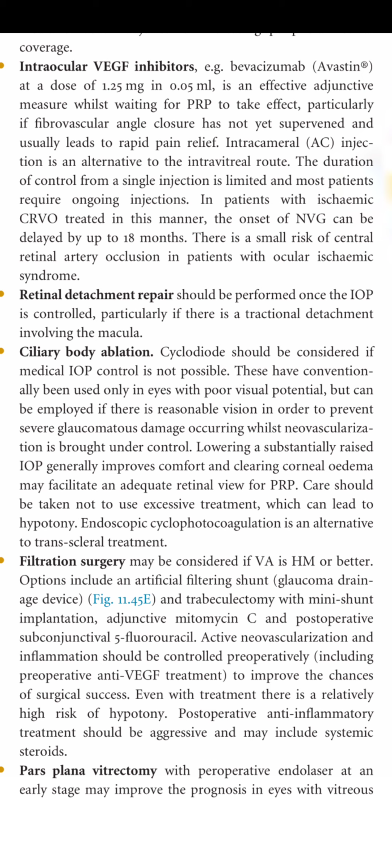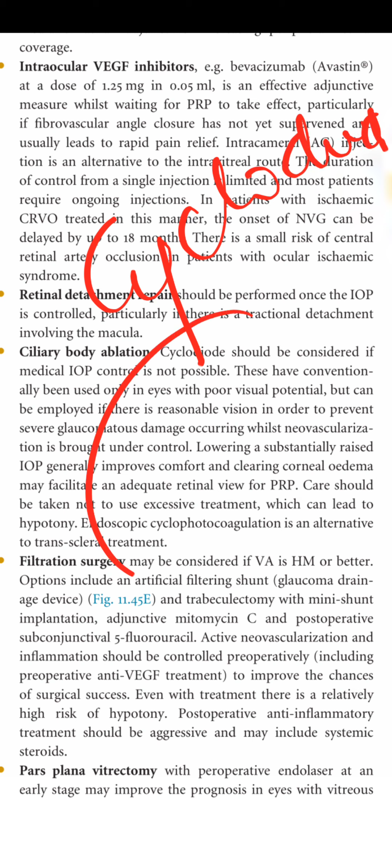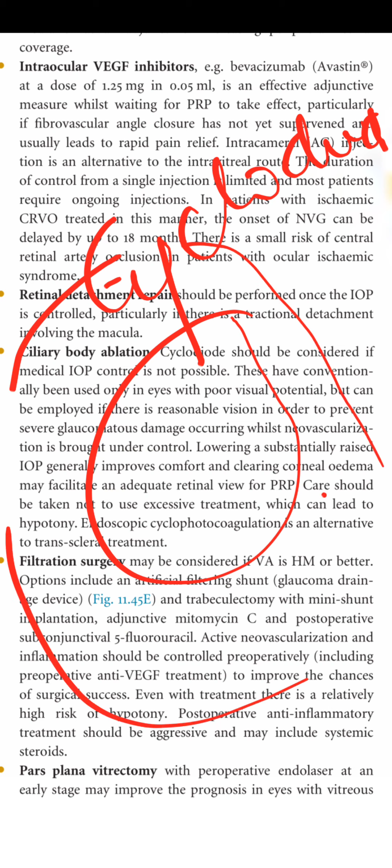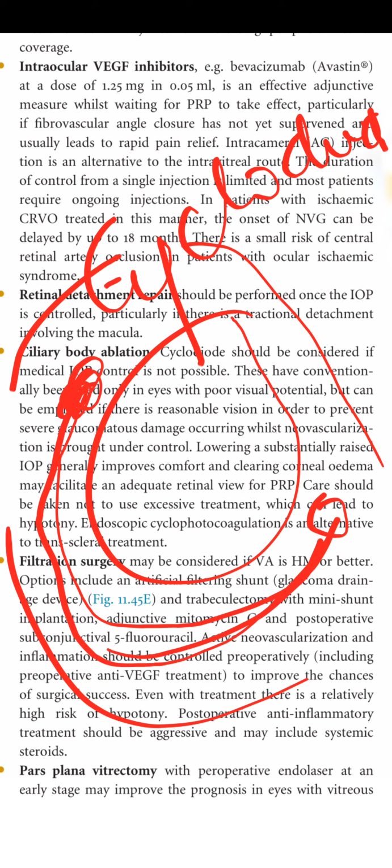So, what is ciliary body ablation? There is a laser called cyclodiode. When it is applied, for example, this is the cornea and this is the sclera. Transsclerally, through the sclera, a probe is rotated on the sclera, and the ciliary body, which is present almost 4 millimeters behind the limbus, is ablated.